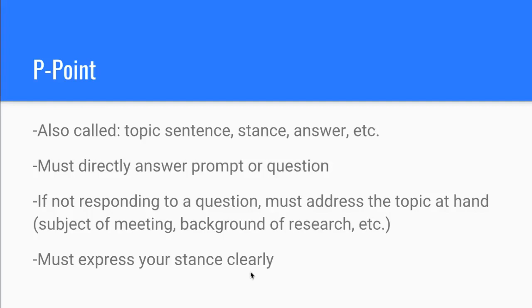So here's the basic overview. P is the point. It can be called a topic sentence, a stance, your answer. If it's coming from a prompt or question, like should we have gun control, or should I get a puppy, or analyze why this passage supports the idea that Shakespeare was writing a tragedy. There are all kinds of different prompts, but make sure that you address it and stay on topic. And this is the simplest part. This is the one sentence answer to the question.